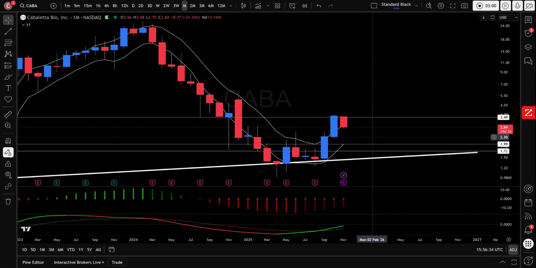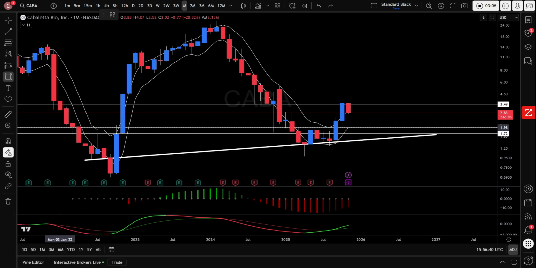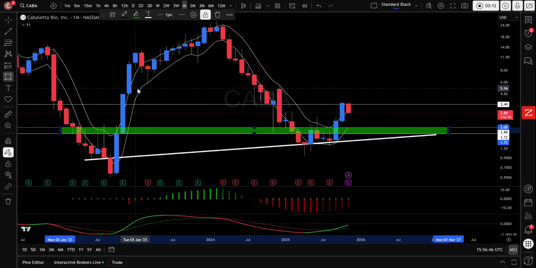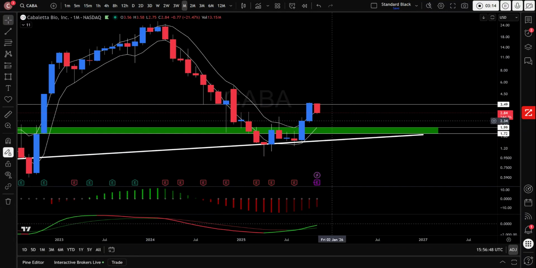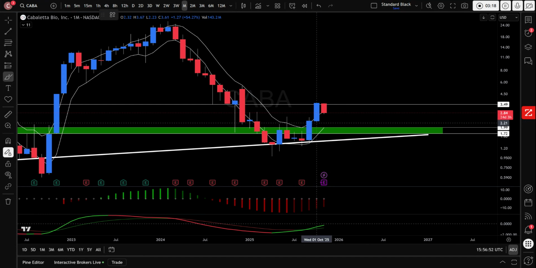But getting back into the monthly, this is our lower monthly band and lower 2 month band. So we're going to put a box in here, which just happens to be old resistance. So we're going to put a green box in here. That's going to be our buy area. I'm going to buy a little bit of CABA here, and I'm going to buy a little CABA here.